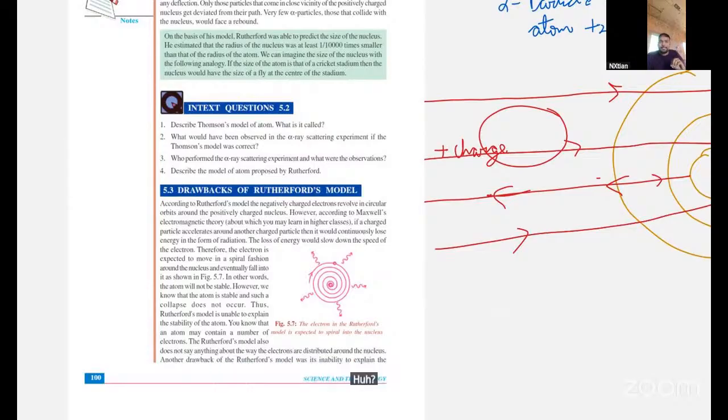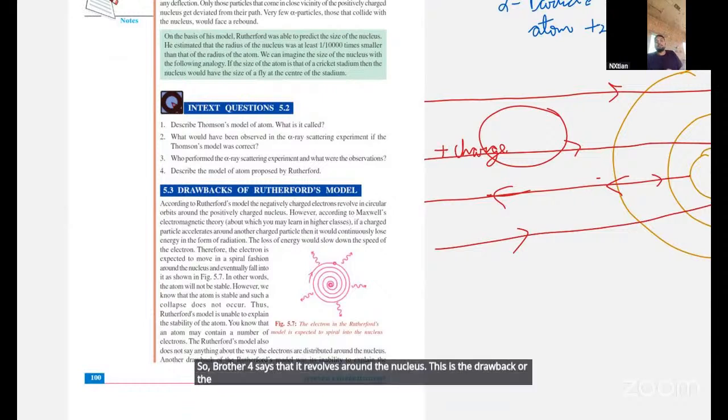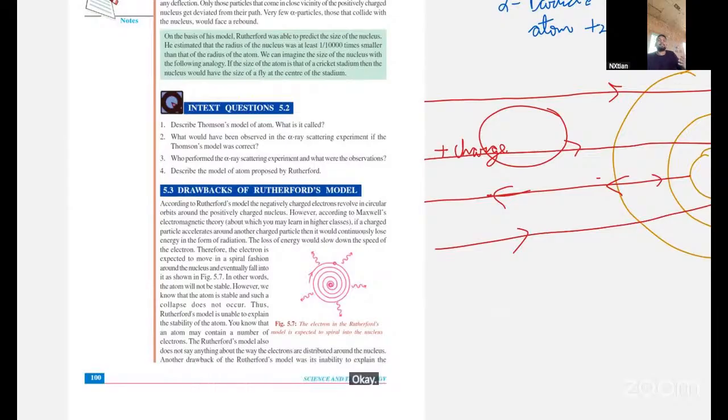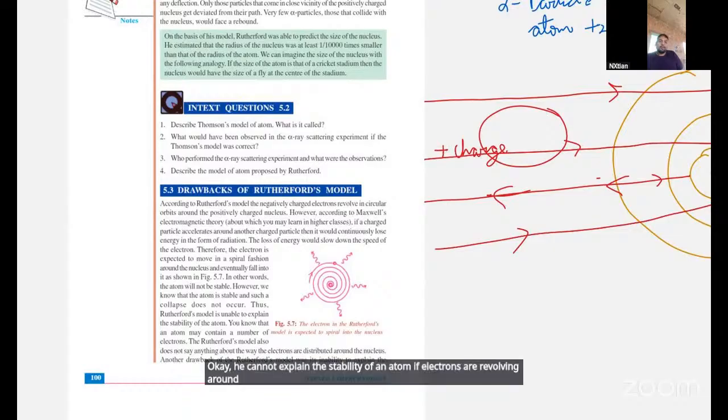So Rutherford says that it revolves around the nucleus. This is the drawback or the rejection of Rutherford's model. He cannot explain the stability of an atom if electrons are revolving around the nucleus. Are you getting this, everyone? Yes, Nidhi.